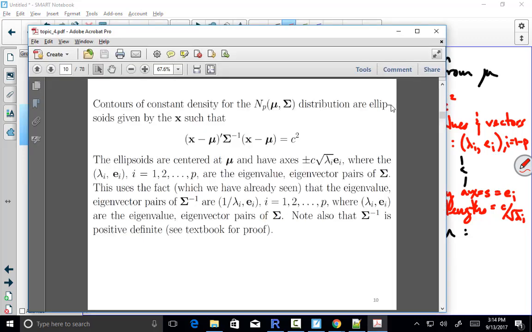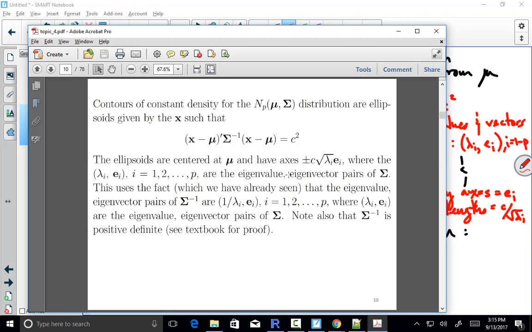So if you read this slide, there's the potential for confusion. Let me just point out where that is. The slide says the ellipsoids are centered at mu. That's not confusing. That's where we would expect them to be centered. But they have axes plus or minus c square root of lambda EI. That's another way of saying that the directions of the principal axes are the EI, and the half lengths are c times the square root of eigenvalues.